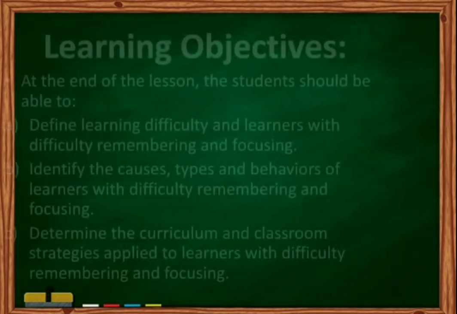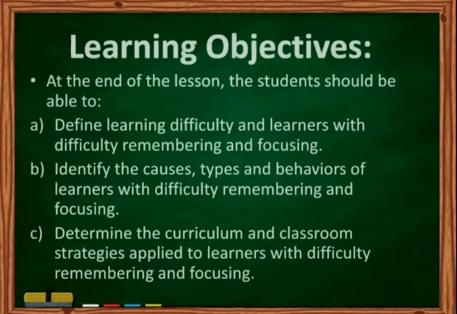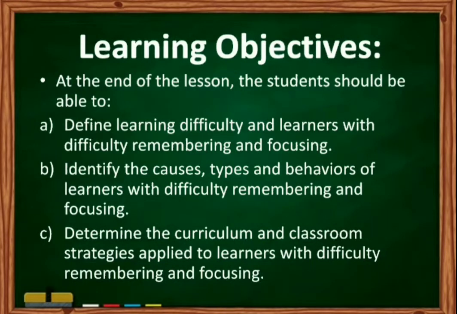The learning objectives of this lesson. At the end of the lesson, the students should be able to define learning difficulty and learners with difficulty in remembering and focusing. Identify the causes, types, and behaviors of learners with difficulty in remembering and focusing. Determine the curriculum and classroom strategies applied to learners with difficulty remembering and focusing.